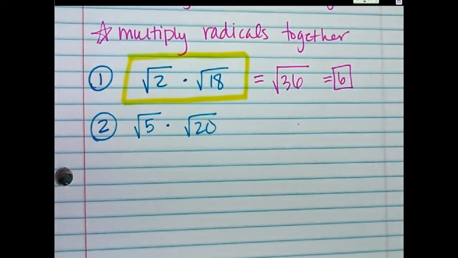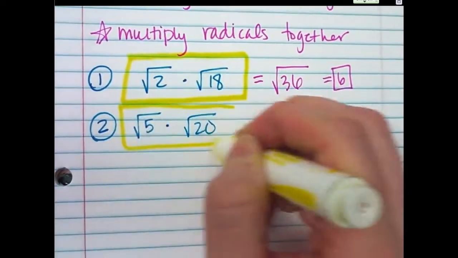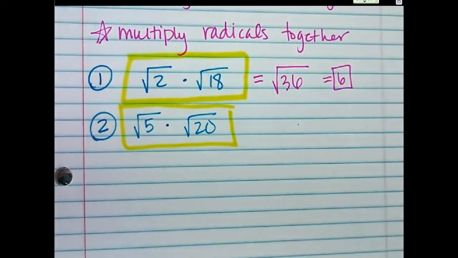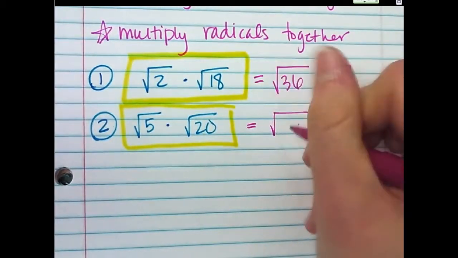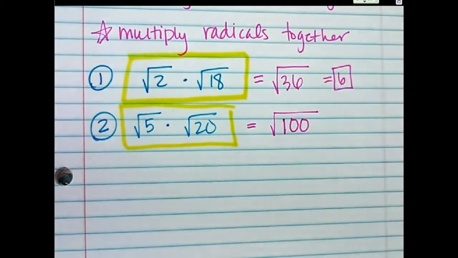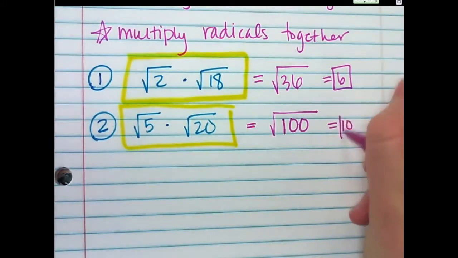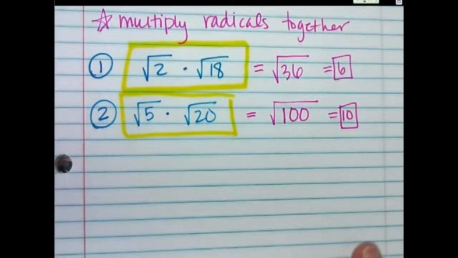Okay, square root 5 times square root 20. I heard someone say 100. Multiply 5 times 20, 100. And the square root of 100 is 10. That's all it is. There's nothing else. There's something else. Yeah, but not much.